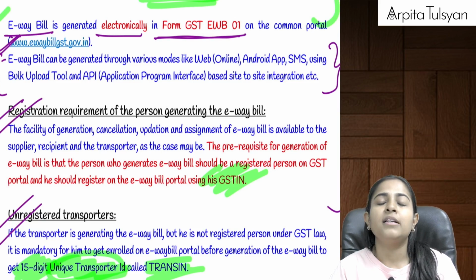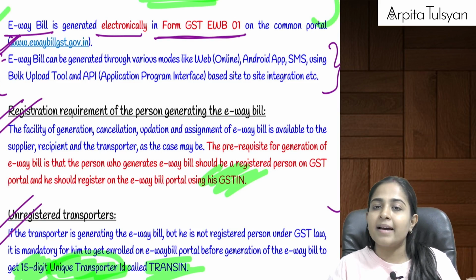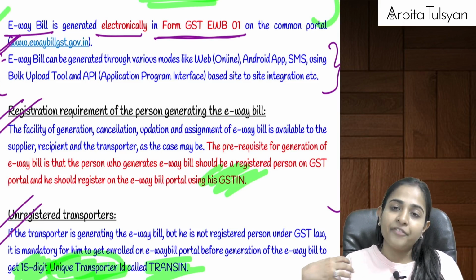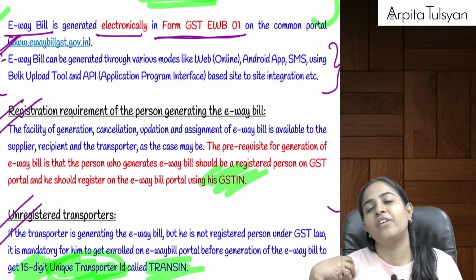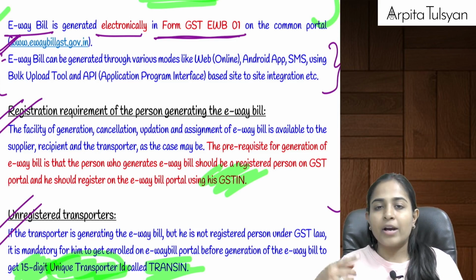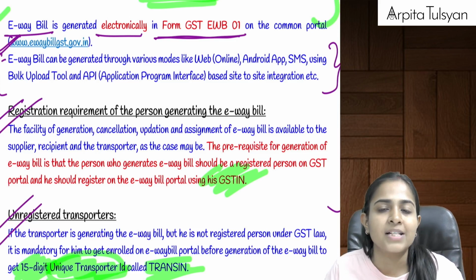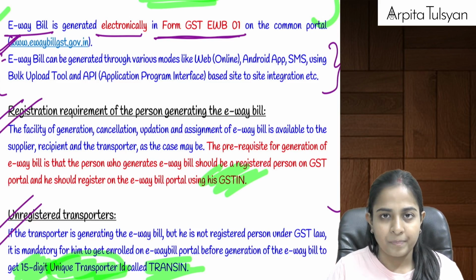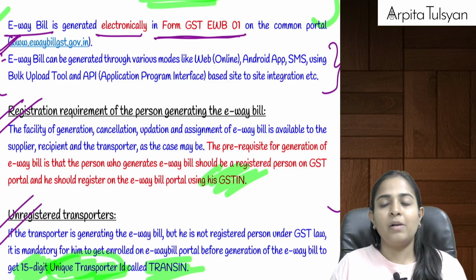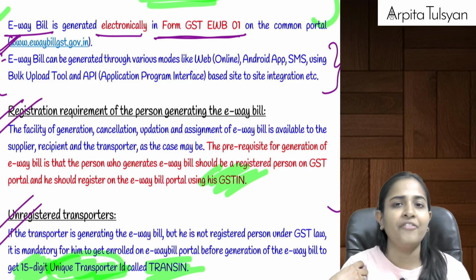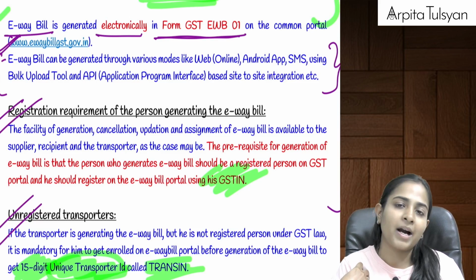So normally the responsibility is that if the supplier is a registered person, and if he is arranging for the transport, he will generate the e-way bill part A. E-way bill is divided basically into two parts. One is part A and part B. Part B is always to be filled by the transporter. But part A will be filled by the consignor who is a registered person, and if he is arranging for the transport, he will fill the part A.